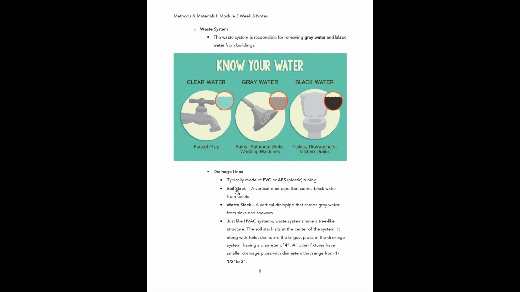A soil stack. This is a vertical drain pipe that carries black water from toilets, okay? So we're going to be taking a look at what a soil stack looks like in a building here on the next slide. But when you hear a soil stack, just think of your main vertical pipe in your building that is going to be carrying water that has human waste in it.